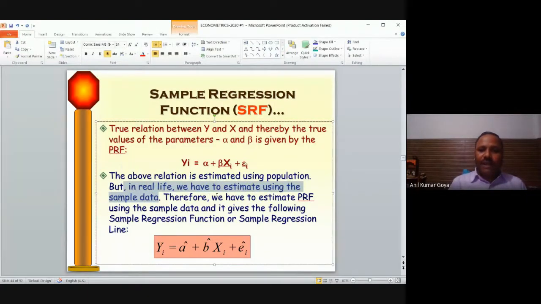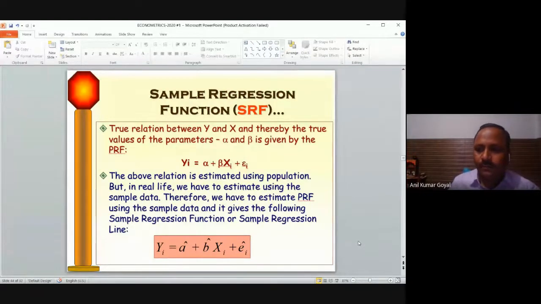Therefore, we have to estimate the population regression function using sample data, and it gives the following sample equation. Here you can see the alpha hat, beta hat, and the error term hat. Can you tell me what is the meaning of this hat? When we put this hat, what does it mean? Anybody? Okay. So estimated value. Now we will talk about estimated values of parameters alpha and beta and the error term, because the value of x will be given, and on the basis of the value of x and the estimated values of alpha and beta, we will calculate the value of y.